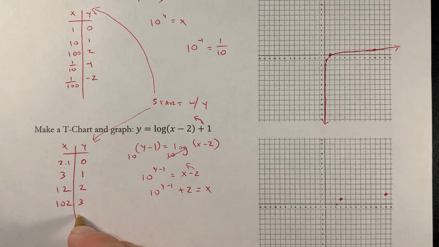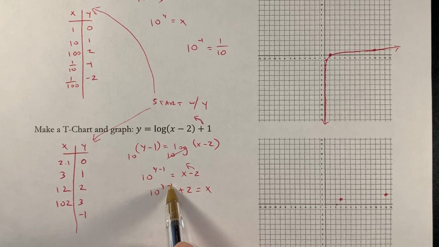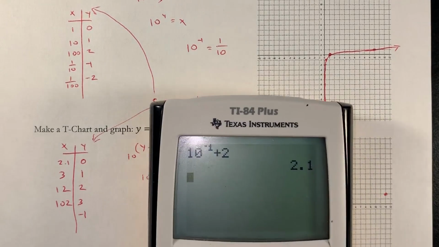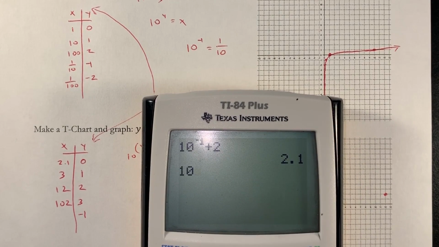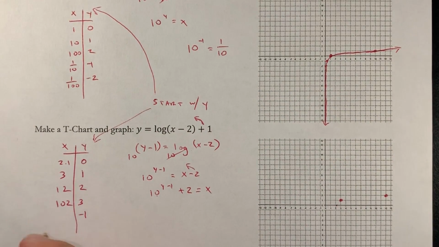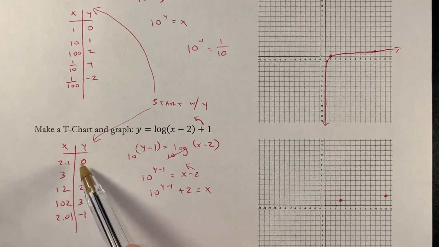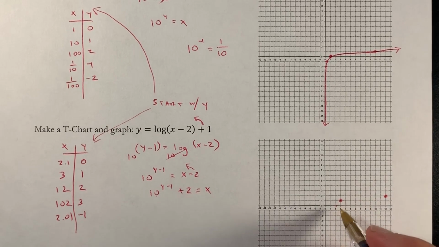So let's go back the other direction. We'll put in a negative 1. Okay, so negative 1 minus 1 is negative 2. So let's type that in the calculator. 10 to the negative 2 power plus 2, and we get 2.01. Okay, so we had 2.10, and then 2.01, negative 1.